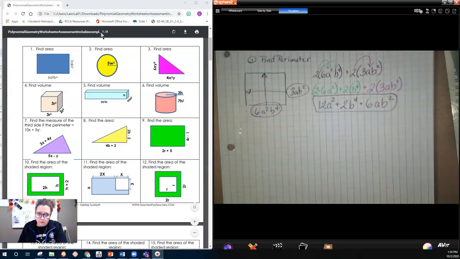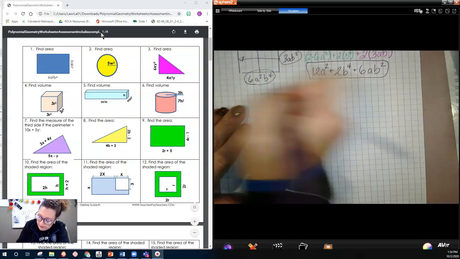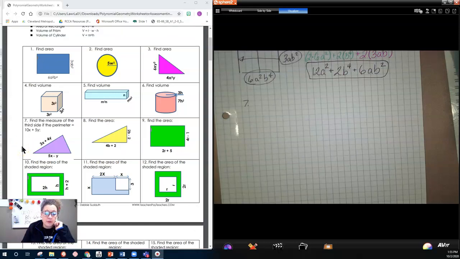Now, we're going to look at question number 7. So if you look at question number 7 on my left side of the screen, here is this purple rectangle. Nope, that's a purple triangle, not rectangle. And it says to find the measure of the third side if the perimeter equals 10x plus 5y. So they've given us the perimeter. They've given us two sides. It's asking us for this third empty side here.